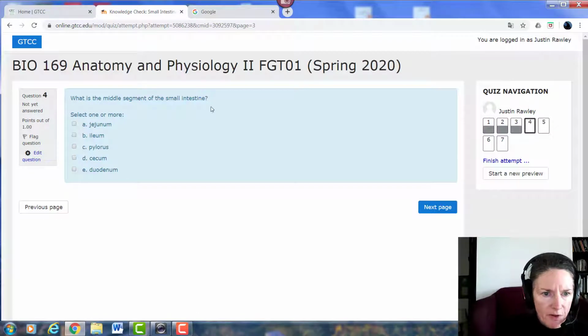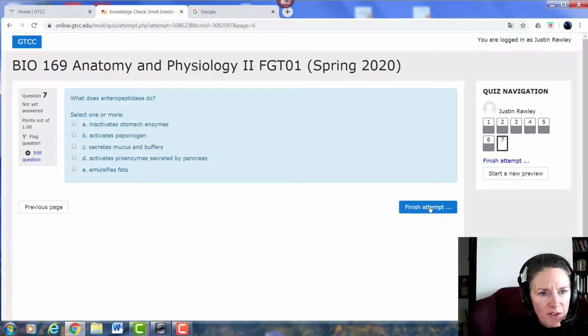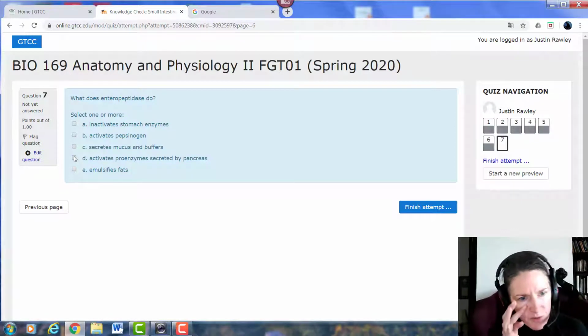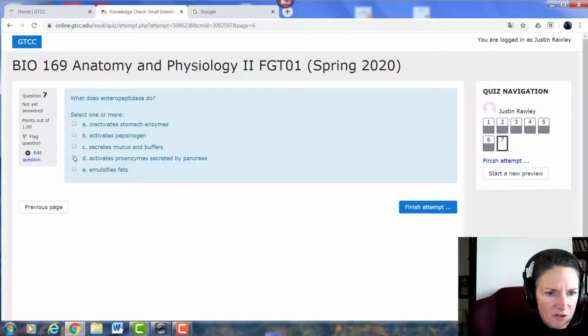What is the middle segment of the small intestine? The jejunum. Where does the absorption of most nutrients take place? In the jejunum. Where do we find the most prominent plica circularis and villi? In the jejunum. This is the jejunum quiz. What does enteropeptidase do? It's going to activate proenzymes secreted by the pancreas. So chymotrypsinogen, trypsinogen. Activates trypsinogen into trypsin. Oh, yeah, I got to check it, otherwise it won't give me an answer.